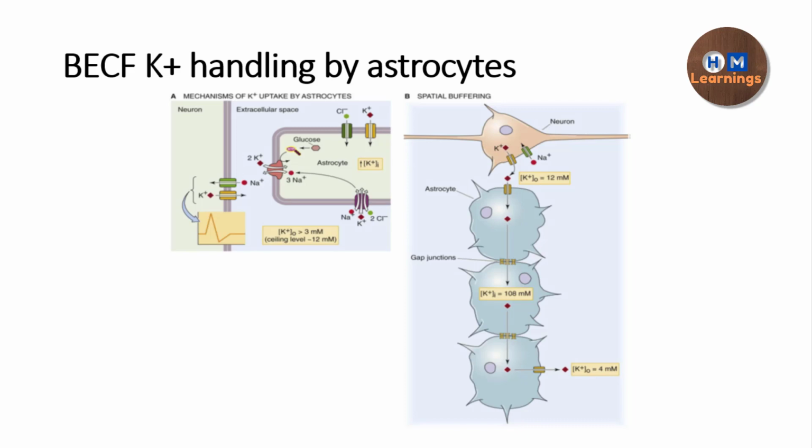Because if the potassium concentration is more, it is going to decrease the efflux of the potassium from the neuron. As a result, the potassium accumulates inside the neuron and it can depolarize the neuron. That is, it is going to increase the excitability of the neuron, which we don't want. So by this, astrocytes help in maintaining the survival of the neuron.